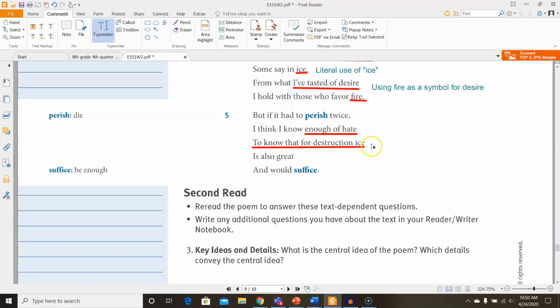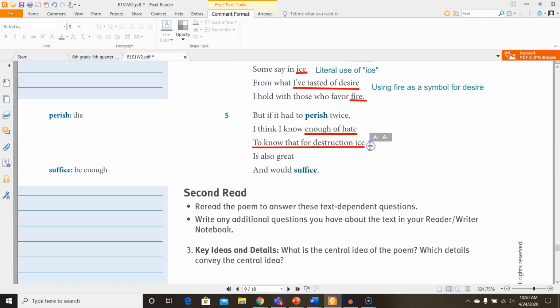So here he's using, and by the way, the word suffice means it would be enough.